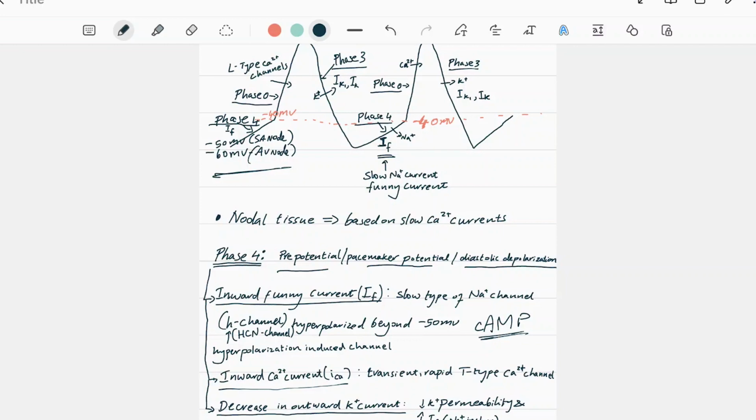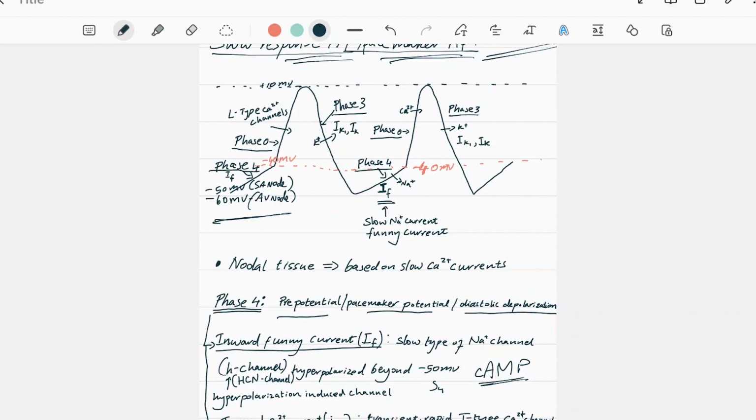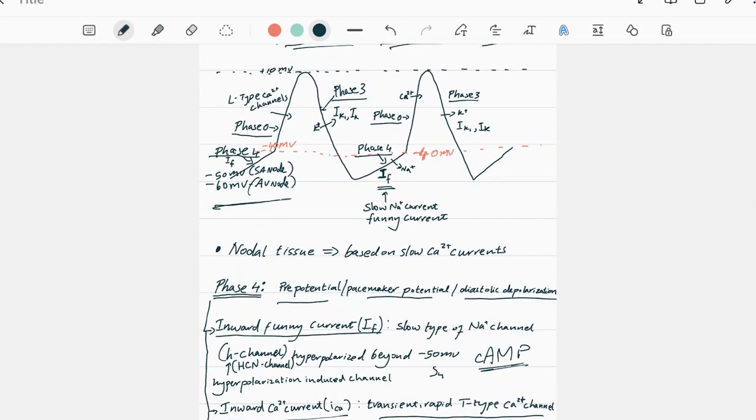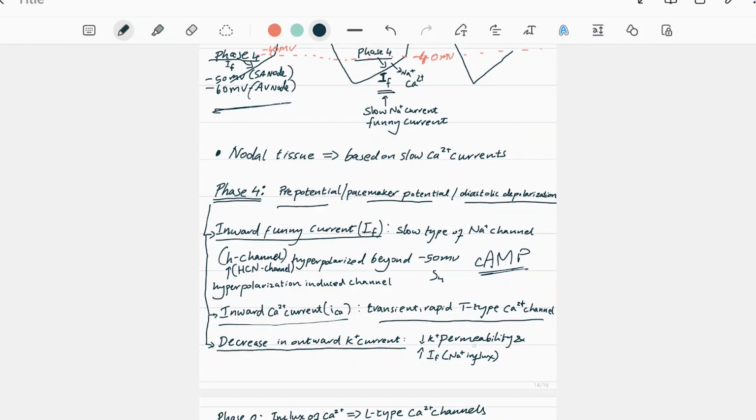So what happens is they open up and sodium enters into the cell slowly and gradually. There are these sensors, the amino acids in the S4 domain of these ion channels, which will open up and allow sodium to enter into the cell. And it's not just the sodium that comes in. There's another current called the calcium current. This current happens due to transient or T-type calcium channels. They will also open up, allowing some calcium to enter into the cell. So it's not just sodium, it is also calcium that is entering into the cell during phase 4 through T-type transient calcium channels.